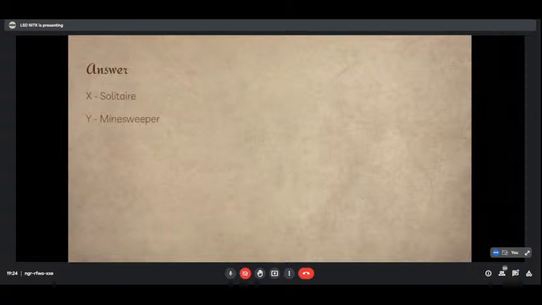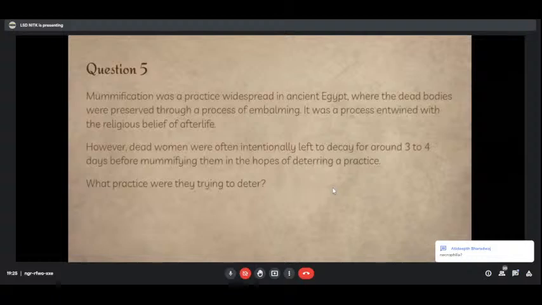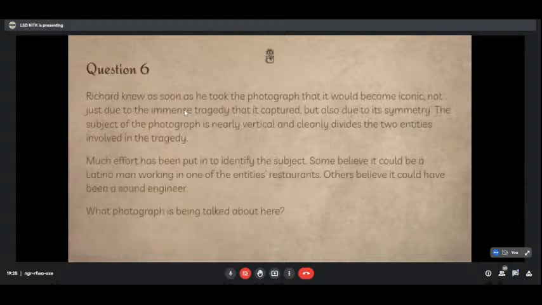Next question. So this one is an interesting one. Mummification. They let the women decay for 3 to 4 days. So what exactly were they trying to do? Yeah, it is necrophilia. That's the answer.